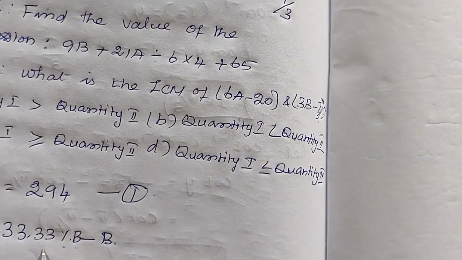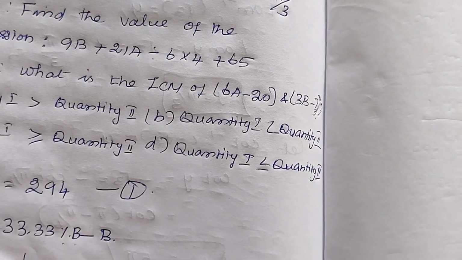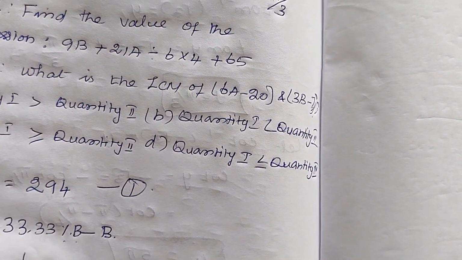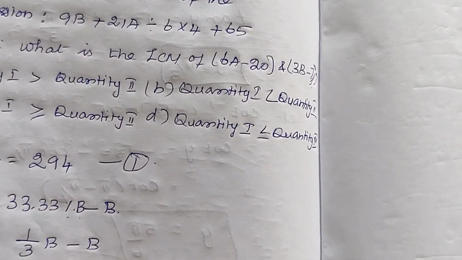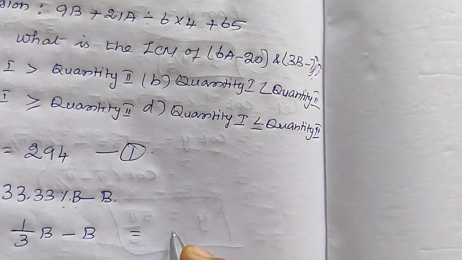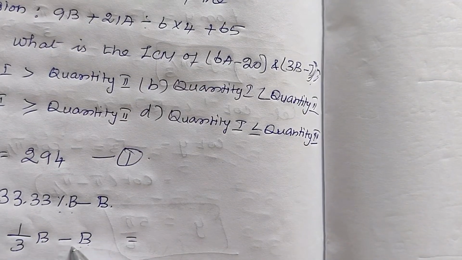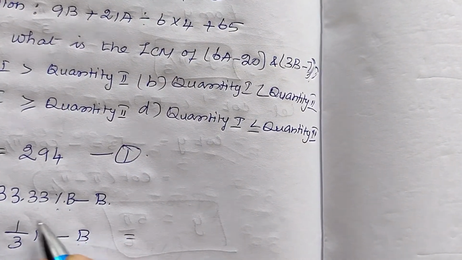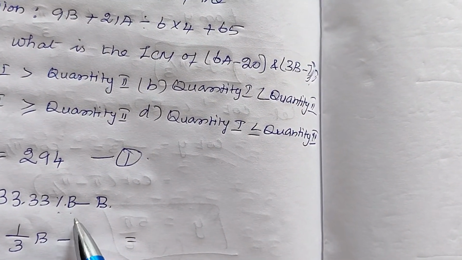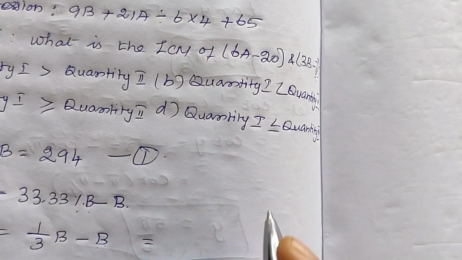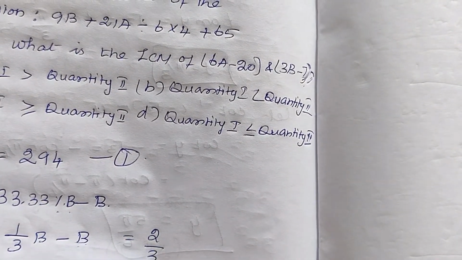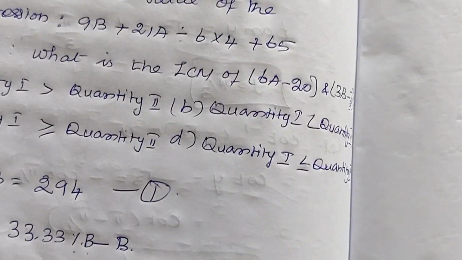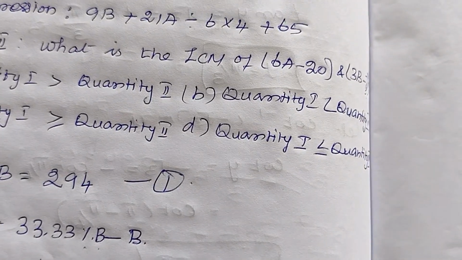That is 1 by 3 B minus B. Sorry, here it is B minus 33.33% of B. So that is equal to 2 by 3 B. A equal to 2 by 3 B. How do you get that?